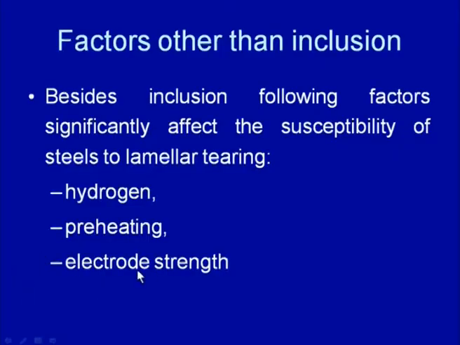Preheating reduces the cracking tendency because it helps in escaping the hydrogen, it helps in reducing the tensile stress development due to the reduced differential expansion and contraction, and further it helps in forming the soft structures in the heat affected zone. And the tensile electrode strength, if an electrode of lower strength is used, then it will be setting up the lower tensile strength, which in turn will be decreasing the lamellar tearing tendency.